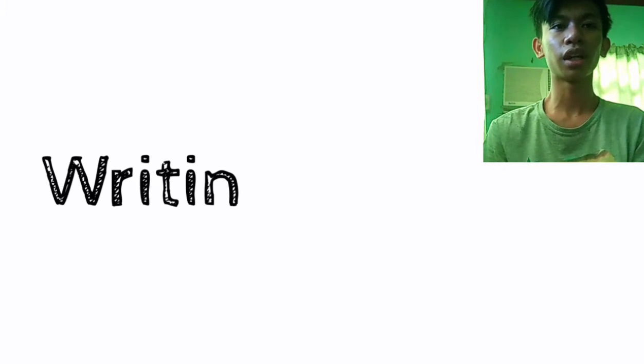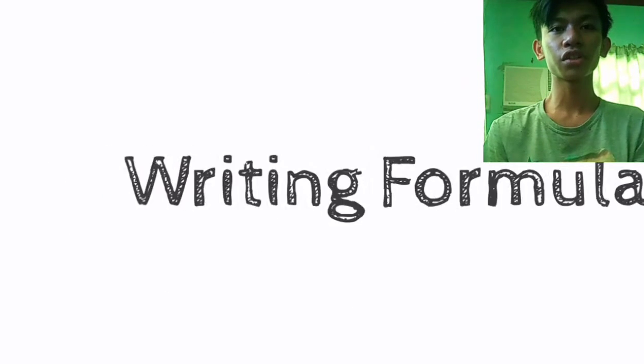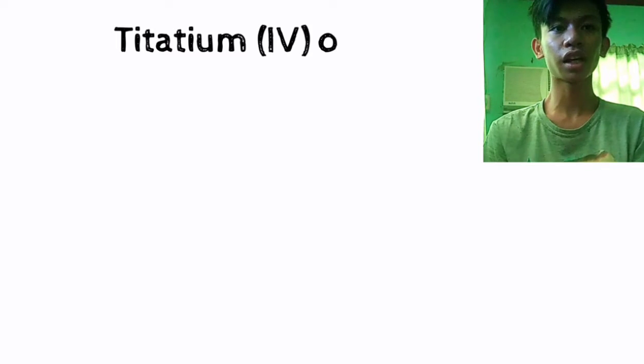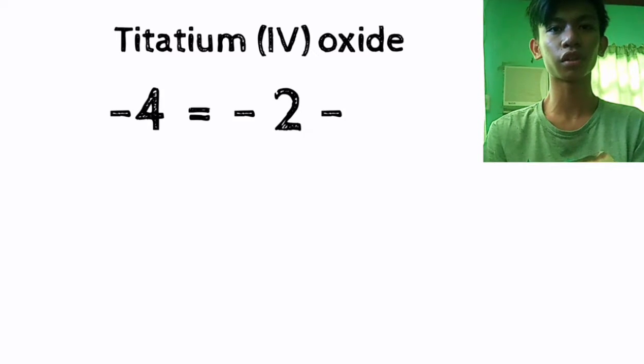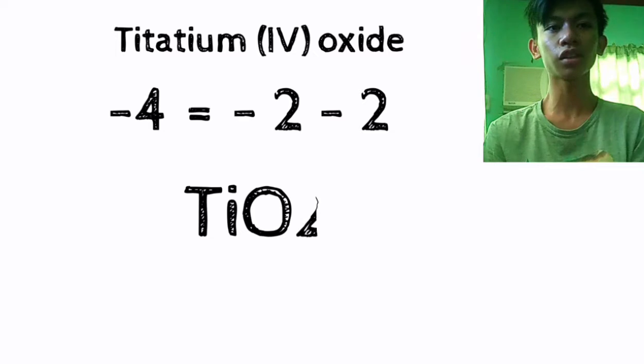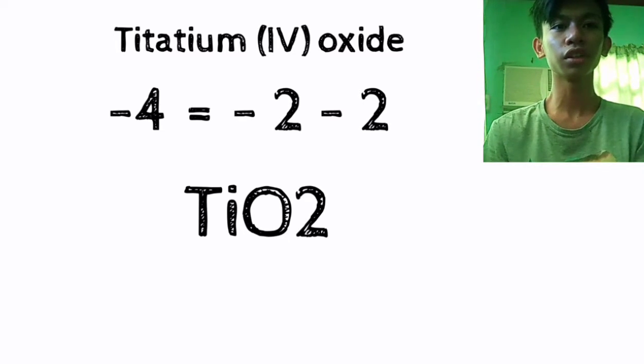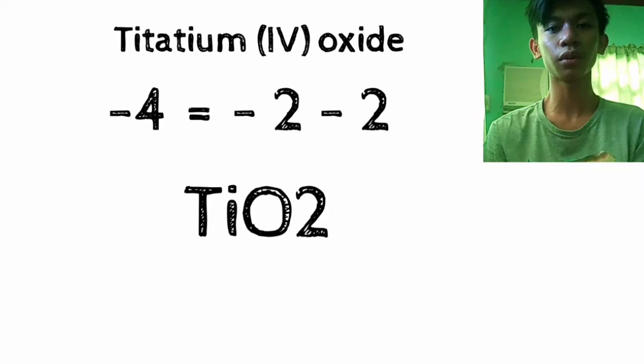Writing the chemical formula. Titanium has a charge of positive 4, so we must have 2 oxygens to balance the number of charges, since oxygen has a charge of negative 2. Therefore, the answer is TiO2.